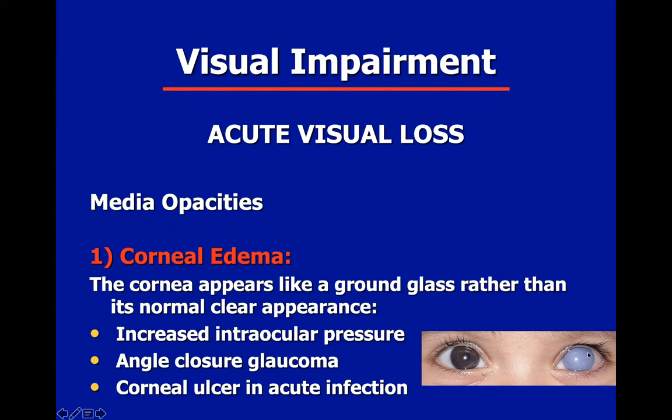Unfortunately, when you get corneal edema, as you see in this patient, or corneal opacity, you cannot see the details of the iris and you cannot see the details of the pupil. If you look here, the cornea really looks like ground glass. It is not a clear appearance. And when do you get this? Increased intraocular pressure. Unfortunately, in children, we call it congenital glaucoma. You also get angle closure glaucoma, what we refer to as acute glaucoma, or corneal ulcer in acute infections.